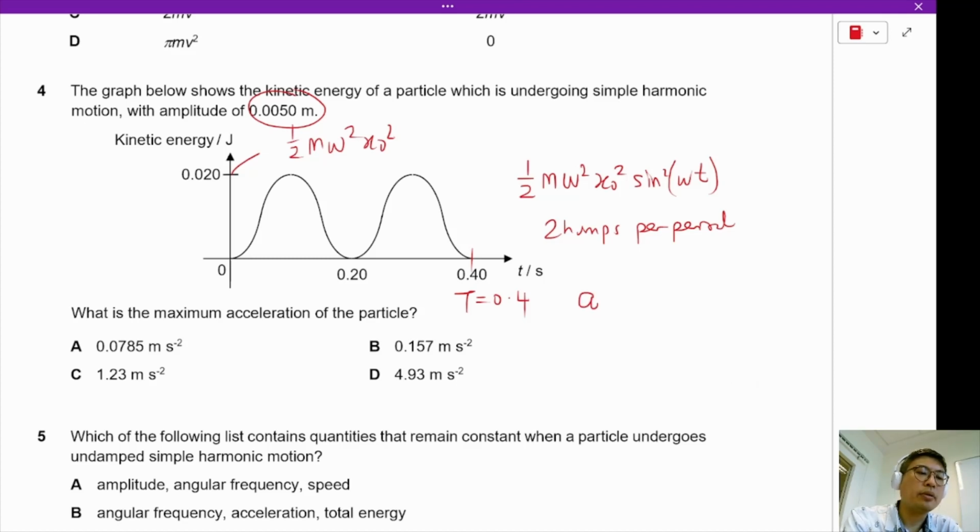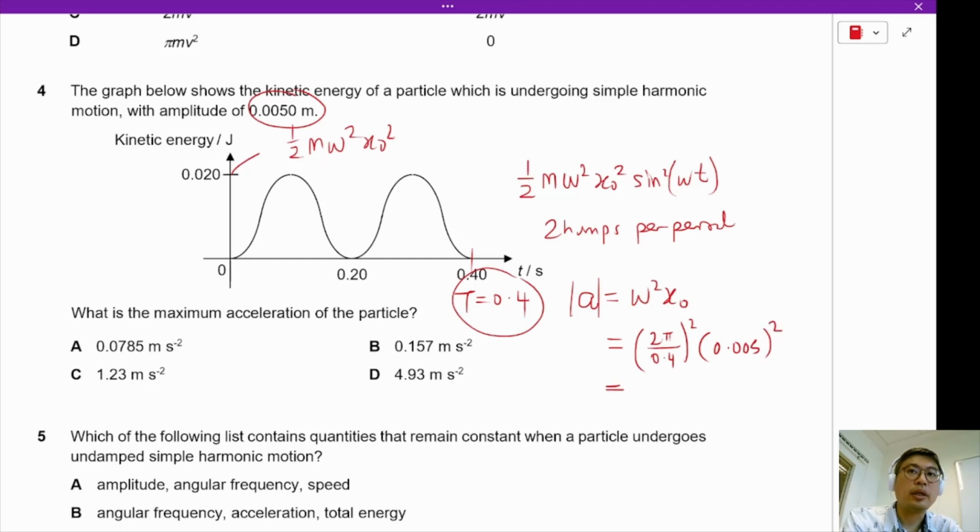So now that we've got all this information, what is the maximum acceleration of the particle? It turns out that we don't really need to do any calculations, because the maximum acceleration of the particle will be omega squared x naught. Now we obtain omega from the period, which is 0.4 seconds. So omega is 2 pi divided by 0.4, squared, and then the value of x naught is 0.005 meters. So altogether, this will give us an answer of 1.23 meters per second squared.